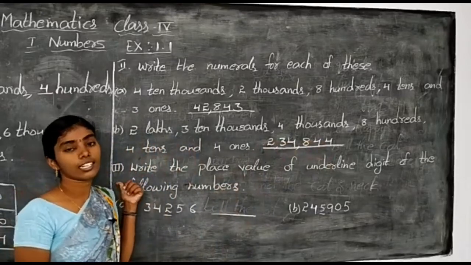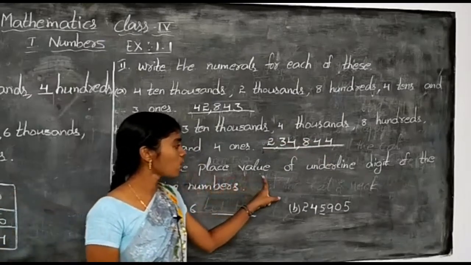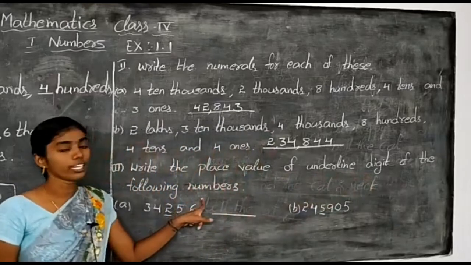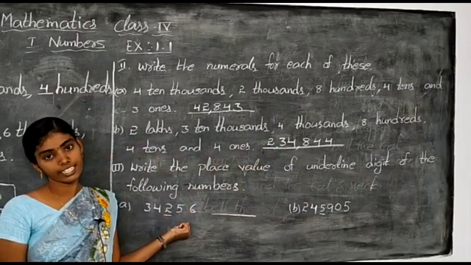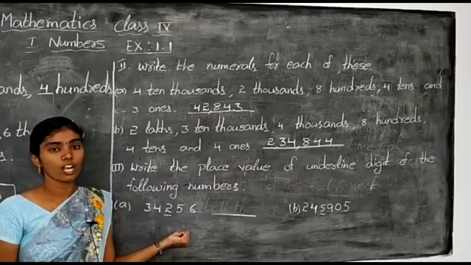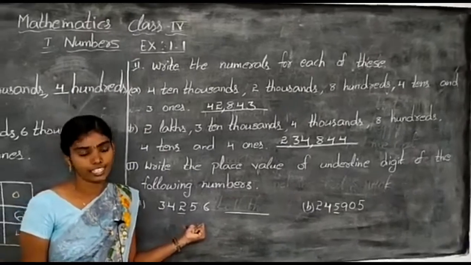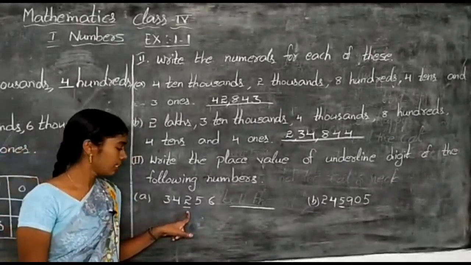What is the third section? What is the question here? Write the place value of the underlined digit of the following numbers. Here a number is given but one of the digits is underlined. We have to tell the place value of this underlined digit. Here, what is the digit that is underlined? 2. The digit is 2.